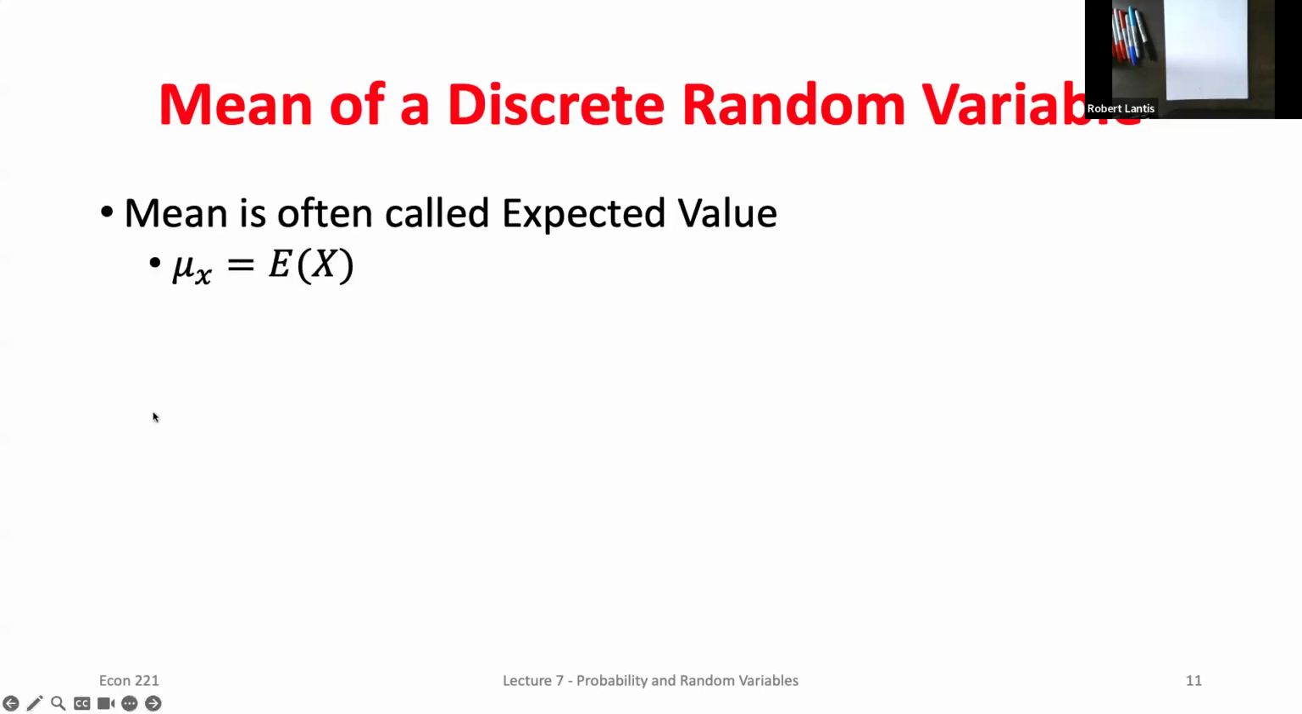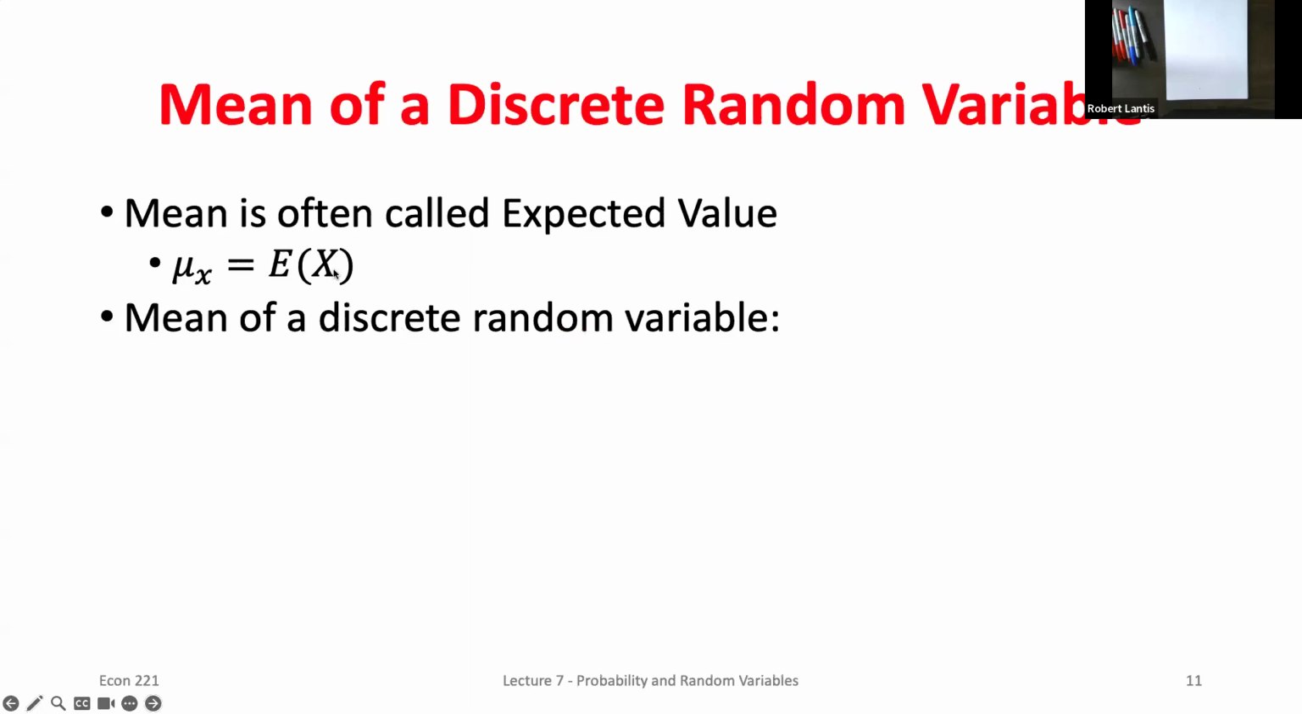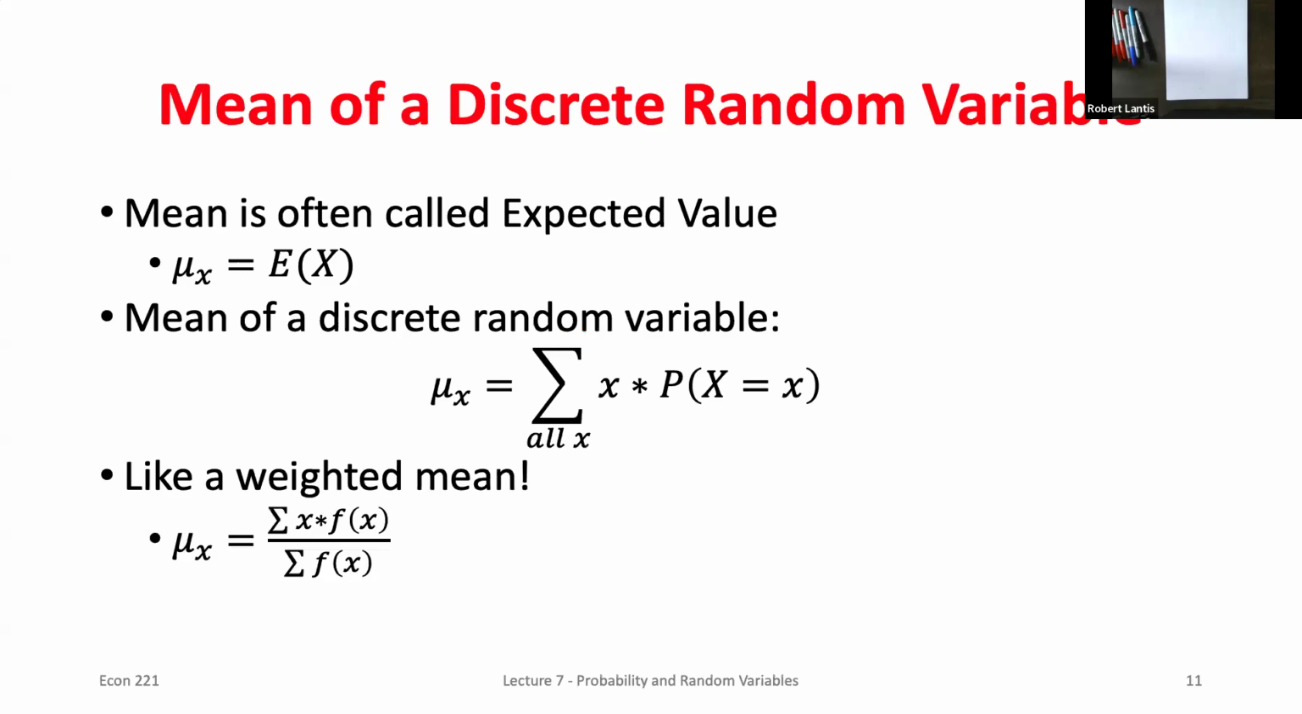Generally we'll write this using mu, the same Greek letter, with subscript x, representing that this is the expected value of the random variable x. For a discrete random variable, all we're going to do is go through, take every single x value, multiply it by the probability it occurs, and then add them all up. Just like a weighted mean, right?